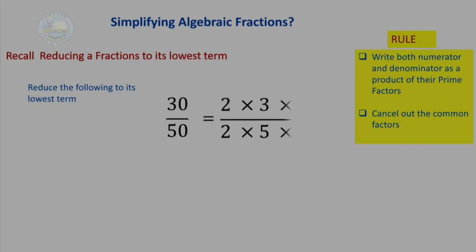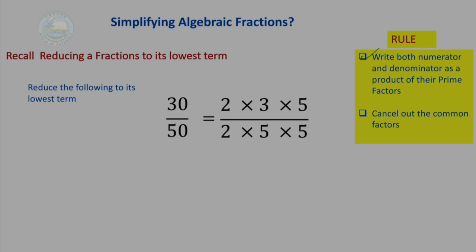30 as a product of its prime factors is going to be 2 times 3 times 5. And 50 as a product of its prime factors is 2 times 5 times 5. So now that we have step 1 complete, write as a product of their prime factors, the next thing we need to do is cancel out the common factors.